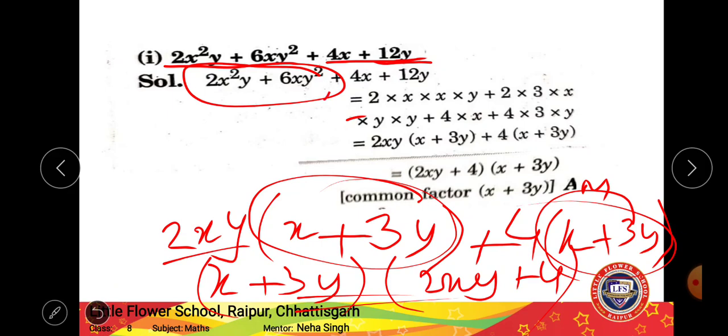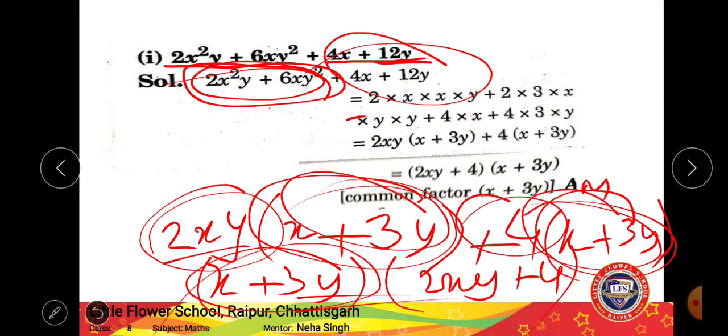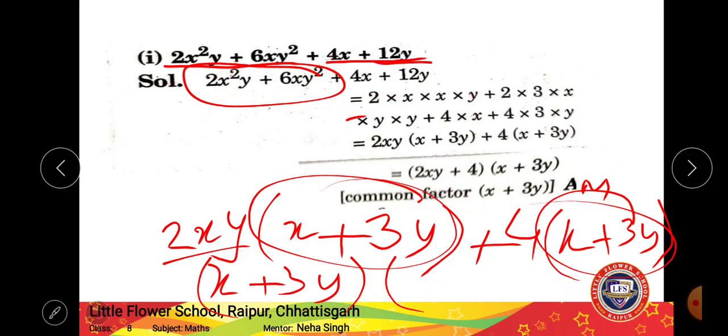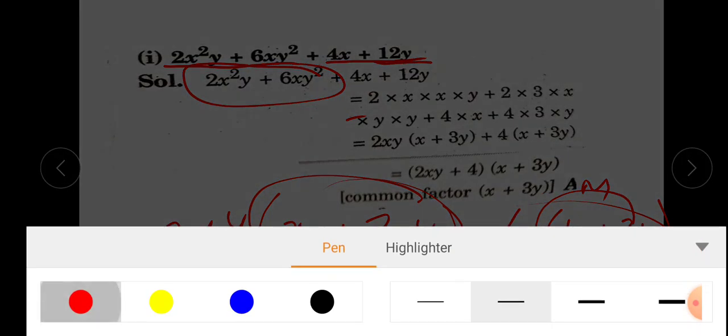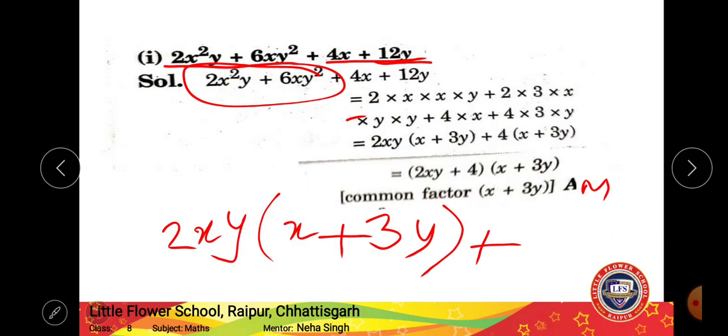What I have done, first I have taken common in these 2 terms, then I have taken common in these 2 terms, right? And then the common term I have written first, and the number left I have written next. So the answer is x plus 3y and 2x plus 4. Okay, so like this you are going to solve the second question.